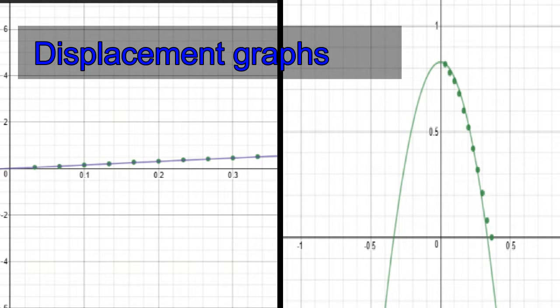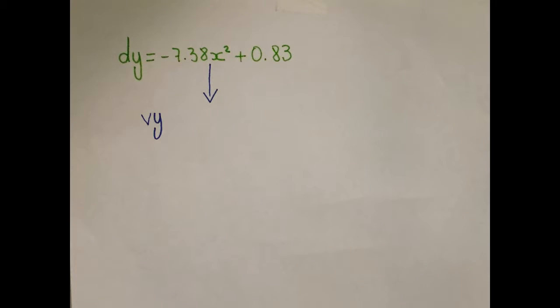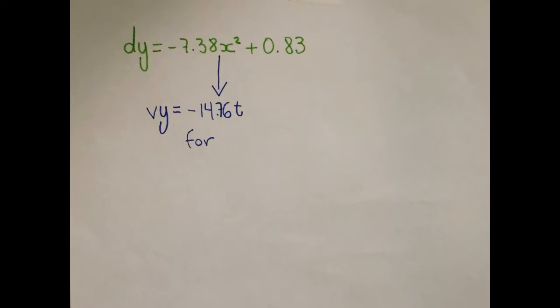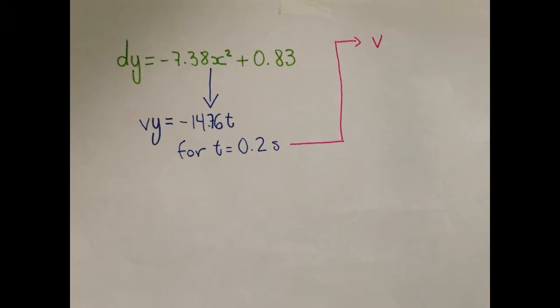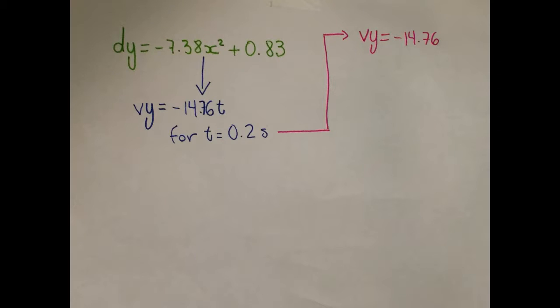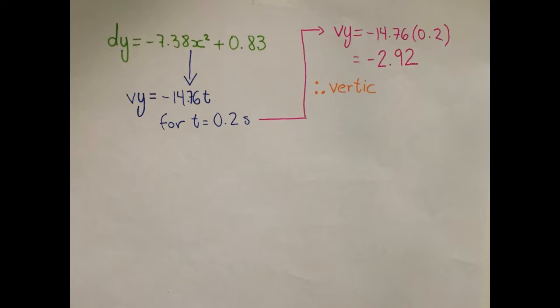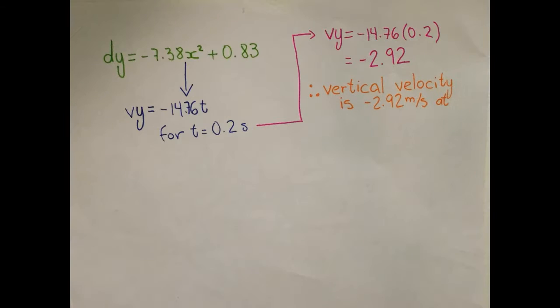Again, from the previously seen graphs, we can obtain the equation for the vertical displacement, which is equal to negative 7.38t squared plus 0.83. From this equation, we can derive the equation for the velocity, which is equal to negative 14.76t. To obtain the instantaneous vertical velocity at the point chosen, we have to replace the value chosen into the t in the equation, getting negative 14.76 times 0.2, thus getting a value of negative 2.92. Therefore, the instantaneous vertical velocity when t equals 0.2 seconds is approximately negative 2.92 meters per second.